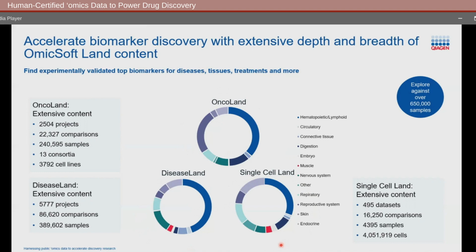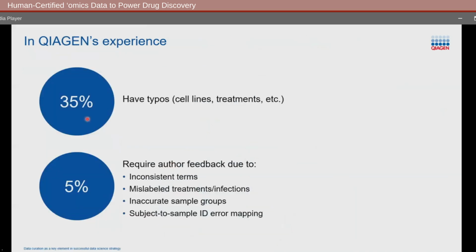So how do we know that our depth of curation, our extensive curation and formatting rules and ontologies is improving the value of the data? Firstly, our curators need to hunt down the relevant metadata that are scattered across data submissions, supplementary data, and tables in the publication. And they also frequently see that the data as they are submitted have mistakes that cannot always be caught by automated processes. In our experience, about 35% of datasets that our curators review include typos in the metadata describing the cell lines and treatments and so forth.